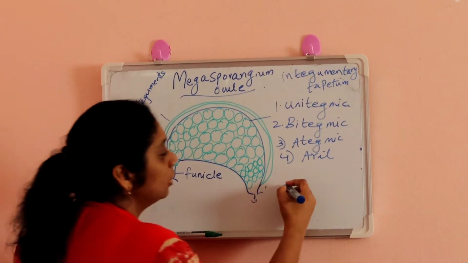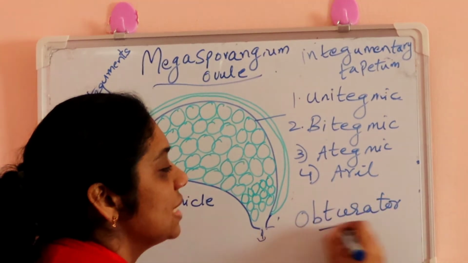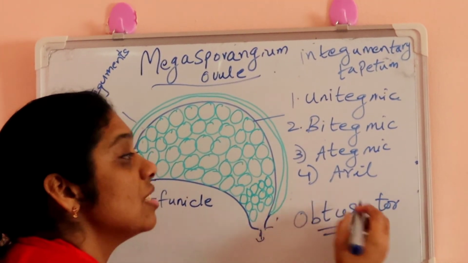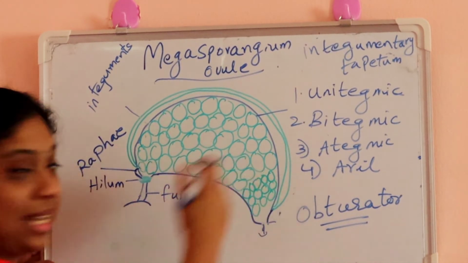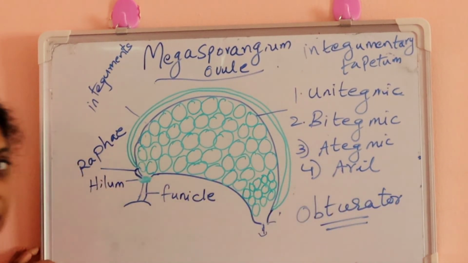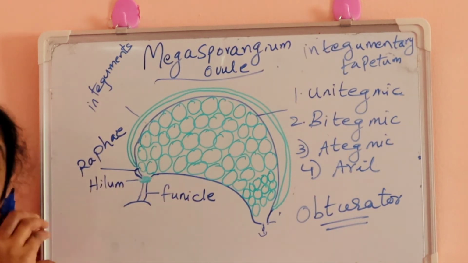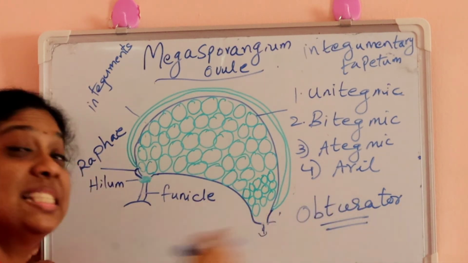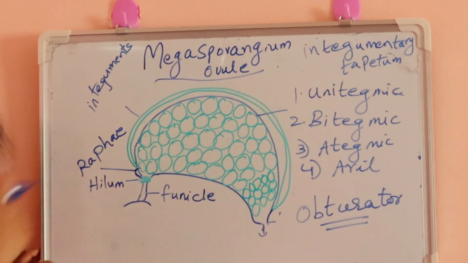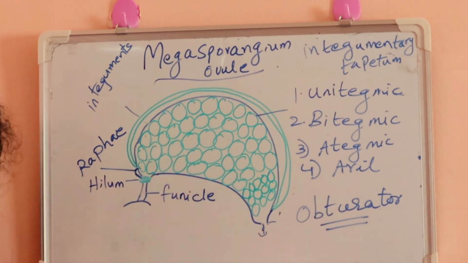Also there is another one, the obturator. Obturator is the portion of parenchymatous tissue of the ovule which provides a signal to the pollen tube for entering. Not nourishment, but a signal to the pollen tube. That is, it is for the entering. Obturator is the parenchymatous tissue of the ovule.